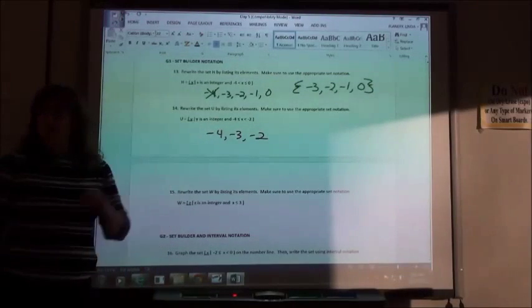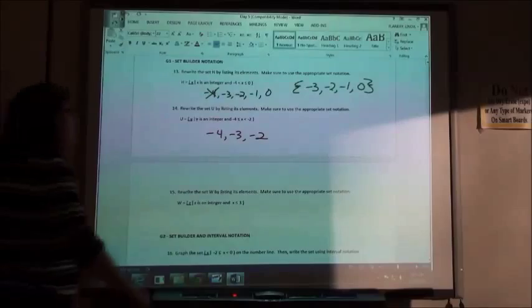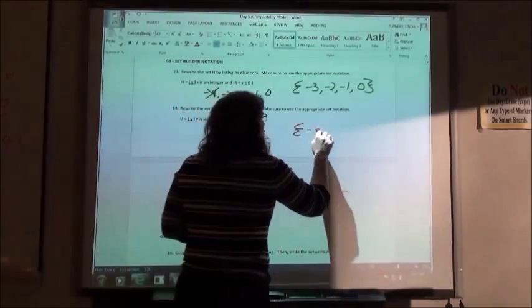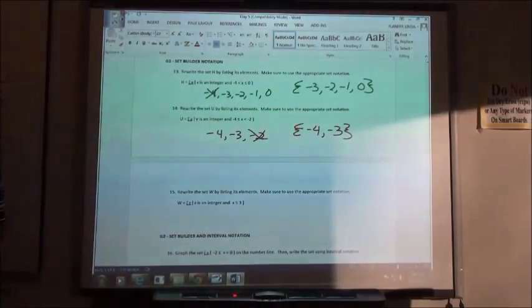And then I check my end marks. Do I keep the -4? Yep, because it has the equal to. Do I keep the -2? Nope, it doesn't have the equal to. So I'm going to get rid of that. Just have those two numbers in my set. So -4 and -3 would be my answer.